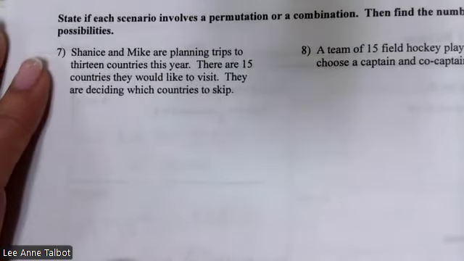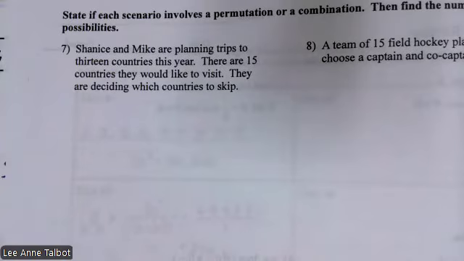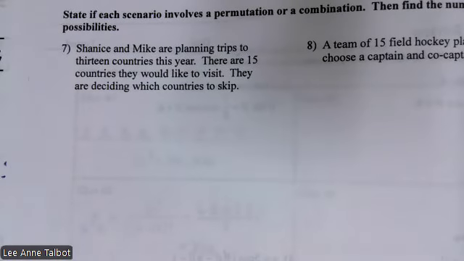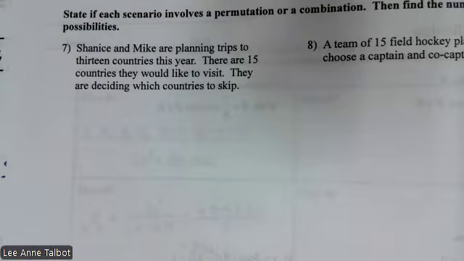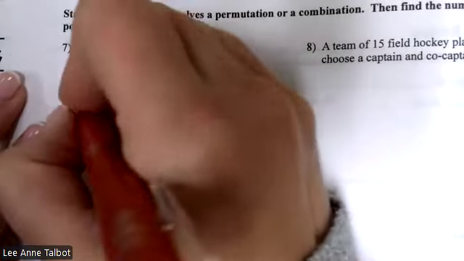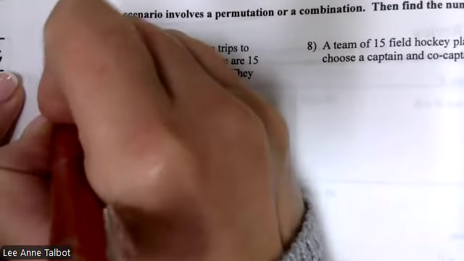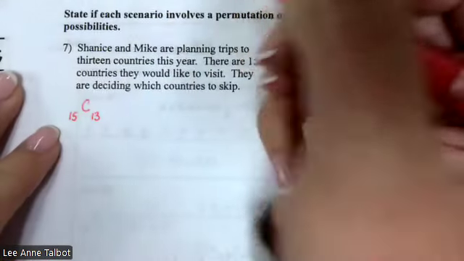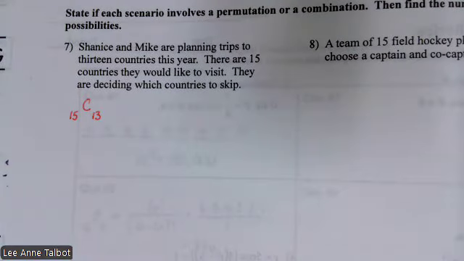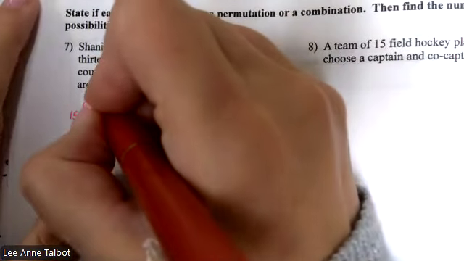Denise and Mike are planning trips to 13 countries this year. There are 15 countries they would like to visit. They are deciding which countries to skip. Does it say anything about them caring about the order of them or any of the countries being more important than the other? Okay, so that means it's a combination. And you have 15 total countries and 13 that they want to go see and 2 that they're going to skip no matter what. Does that make sense? Okay.